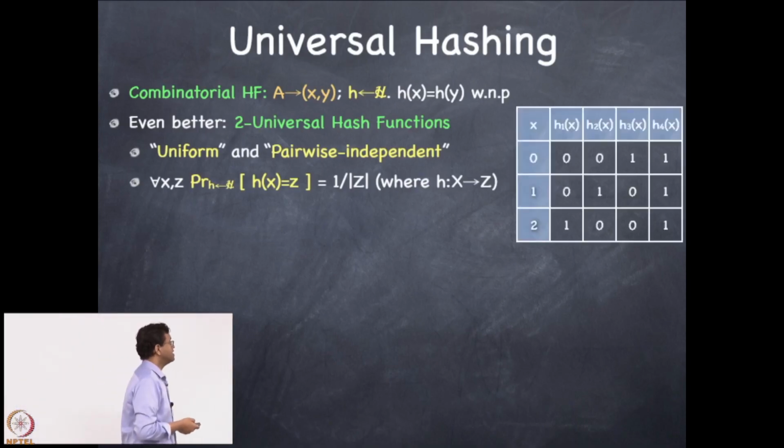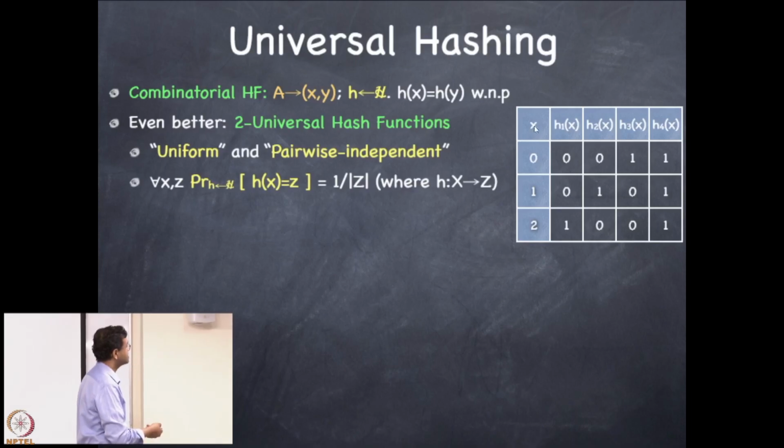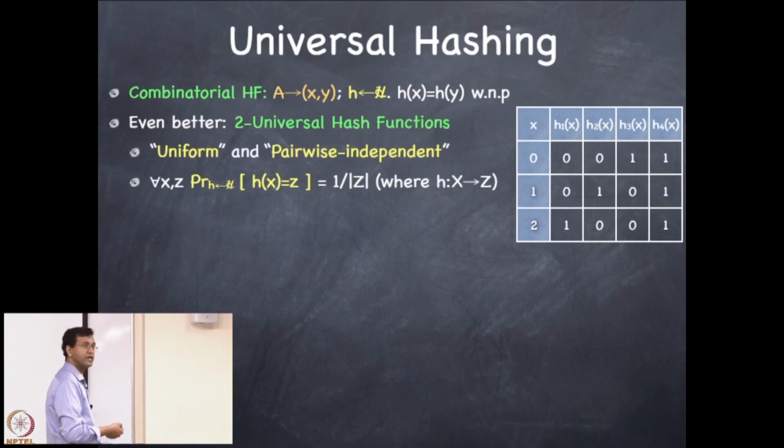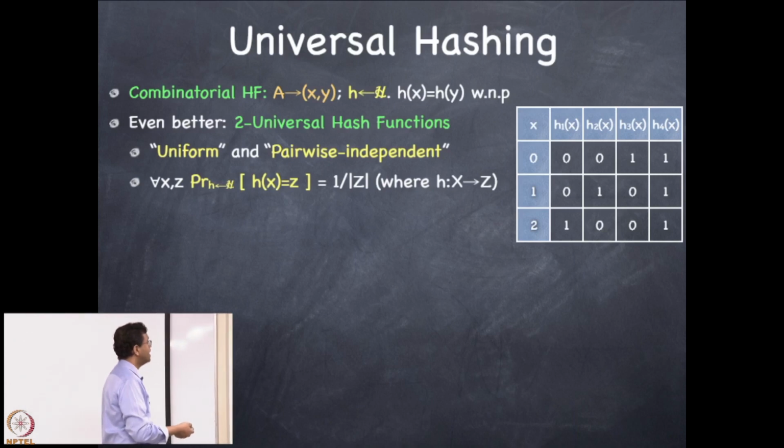So this is an example of that, a tiny example, of course. There are 4 functions here. The domain has 3 elements. The range has only 2 elements, 0 and 1. And you look at any row here, you see an equal number of zeros and ones. Okay, so that is uniform.